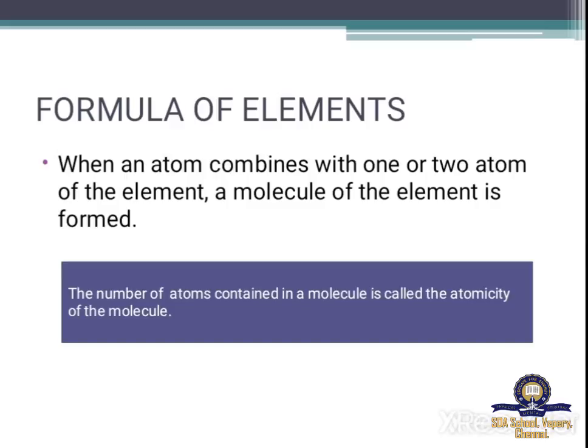Now, the number of atoms contained in the molecule is called the atomicity of the molecule. So, here atomicity represents the number of atoms present in the molecule. Let's see some examples for atomicity.